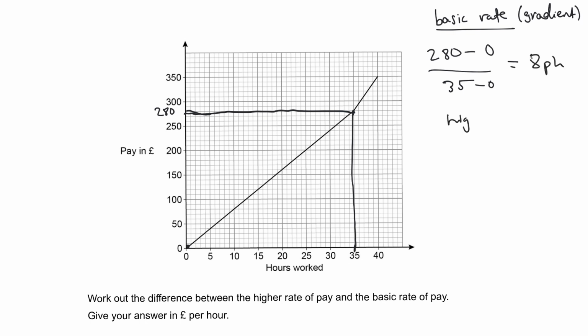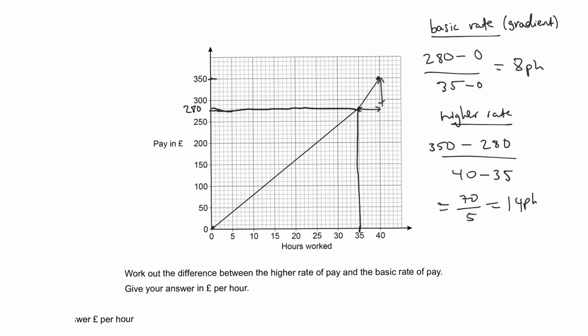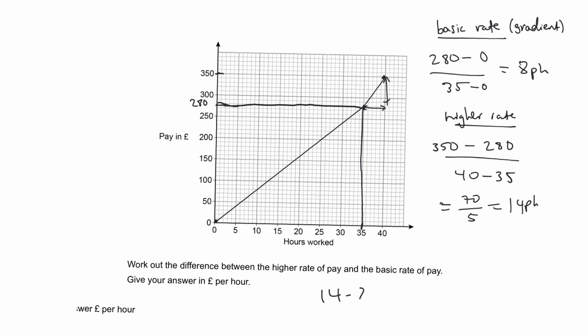So in order to work out the higher rate, again, the higher rate is the steeper graph. So I'm going to pick this point and the end point. The top point here is 280 minus 280 over 40 minus 35, because that's my difference in x for the gradient. Then that would leave me with 70 over 5, which would be £14 per hour. Now to work out the difference between the rates, difference means subtract. So you would end up doing 14 minus 8, which is £6 per hour.